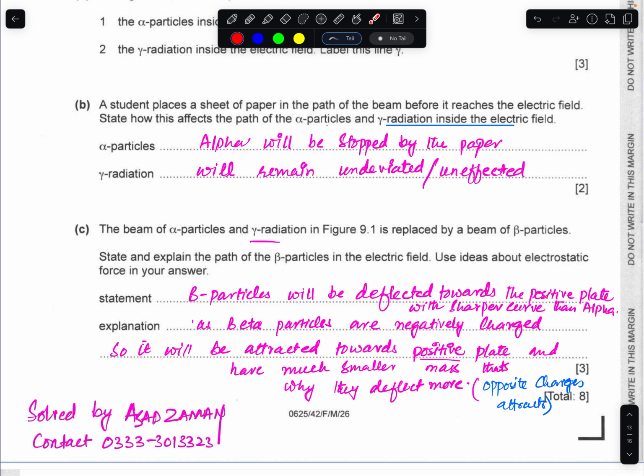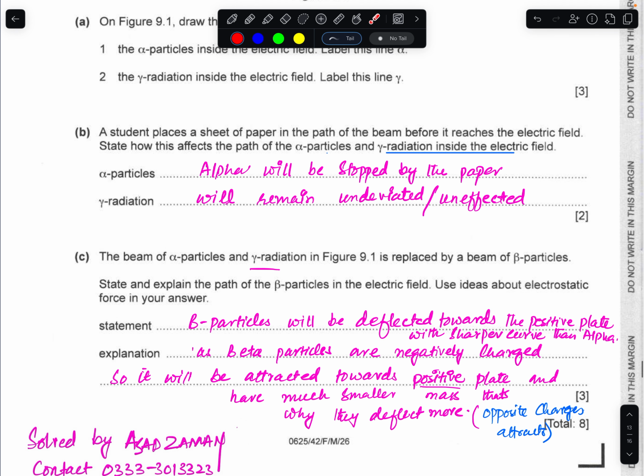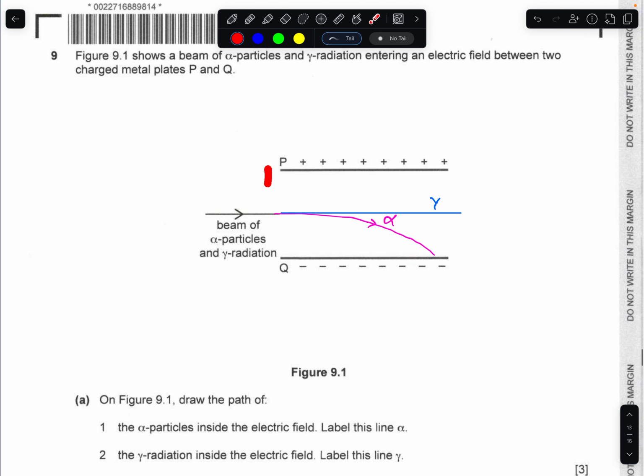Now they're asking in the next question that a student is placing a paper in front of the beam before it reaches the electric field. So what happens? Alpha has a very low penetration power, but gamma has the greatest penetration power. So the alpha particles will be absorbed by the paper. They cannot penetrate through the paper and enter the electric field, so the alpha will be stopped here.